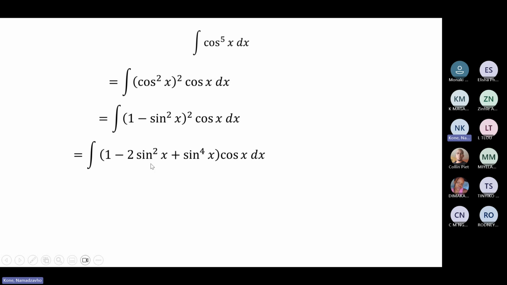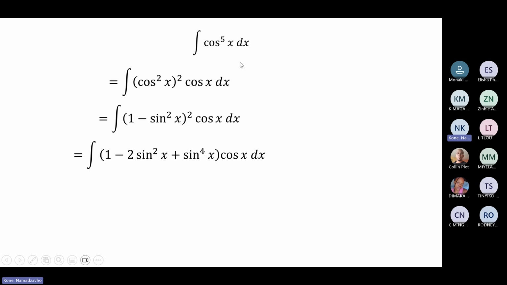That is why you see a 2 there. So it is 2 of those sine squared x. Then sine squared x multiplying by itself, you get sine to the power of 4 x. Now you've got 3 terms. All these 3 terms have got a friend here, and the friend is cos x dx.